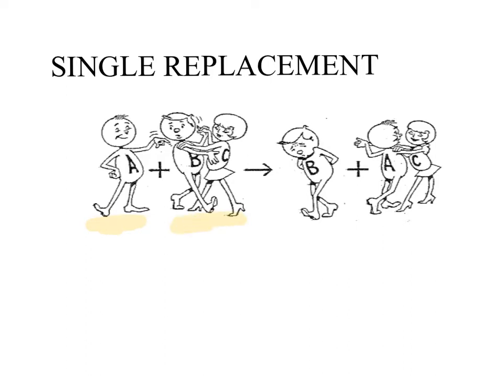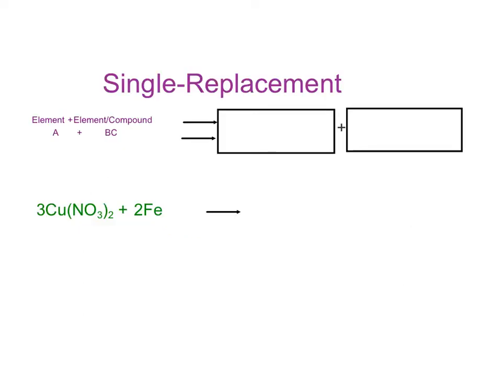Element A is going to be able to cut in and create a compound with C, and then element B is going to be by itself. So you're going to start off with an element and a compound, and you're going to end up with an element and a compound. So in this case, if A were a metal, it would go in and try to replace B, so then B would be by itself, and we'd now have a compound with A and C.